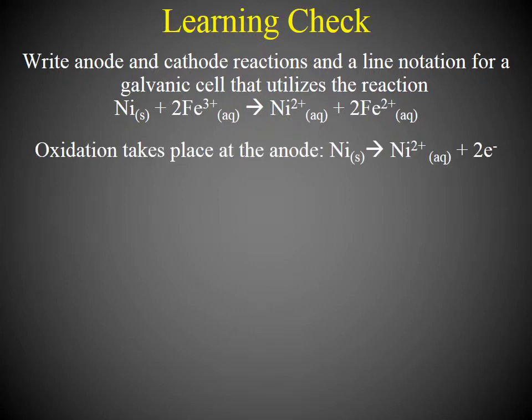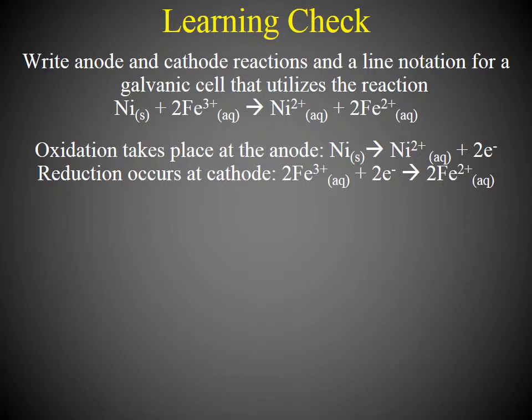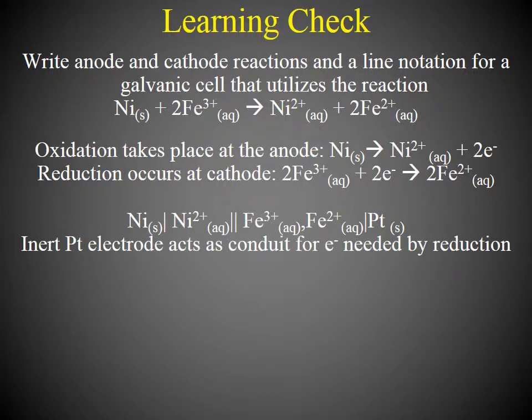Well, the oxidation takes place at the anode. The reduction occurs at the cathode. Therefore, here's my line notation. And I happen to use, in this case, an inert electrode like platinum, but I could use graphite, I could use stainless steel. Those are your typical inert electrodes.